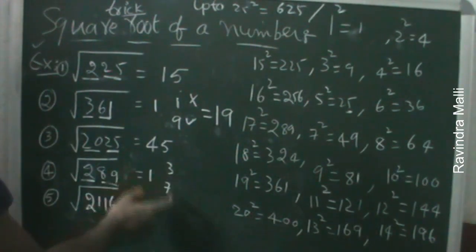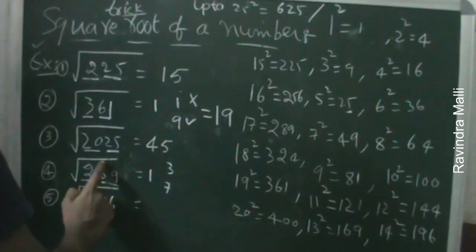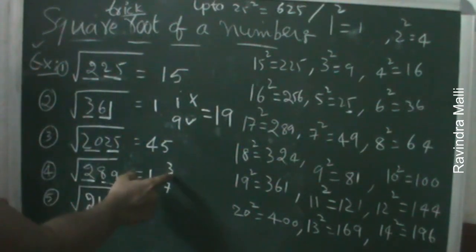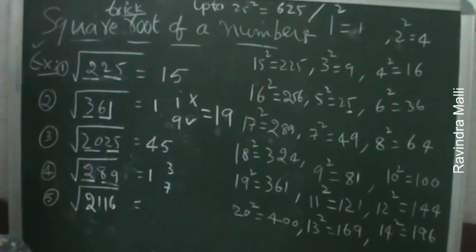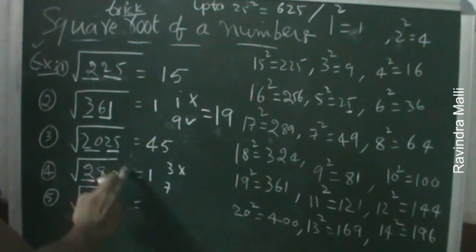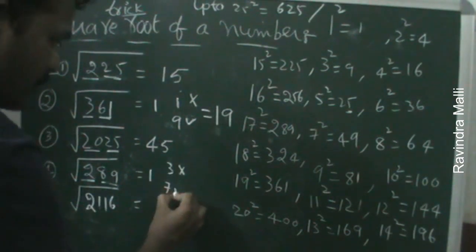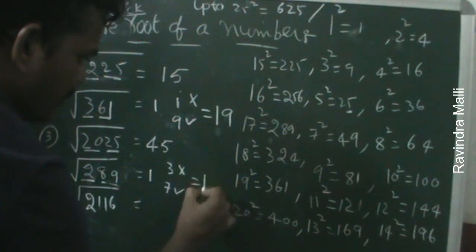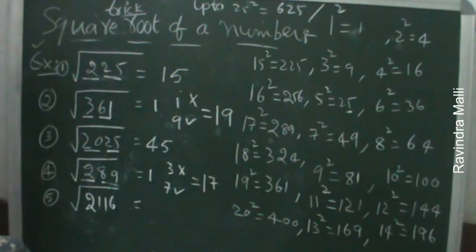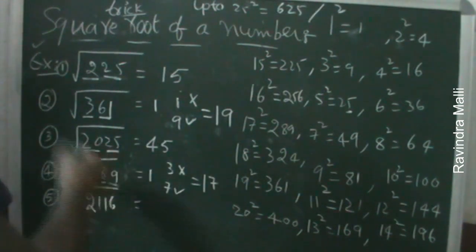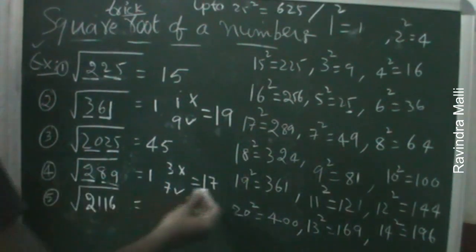3 square is 9, but here the total value is 89, which is greater than 9. So 3 is not correct. The second one is 7. 7 sevens are 49. Of course, this value is less than 89, but there are no other options to select. Both are less, but when compared to 3, the 7 is very close to that value. Okay, so these are the answers.